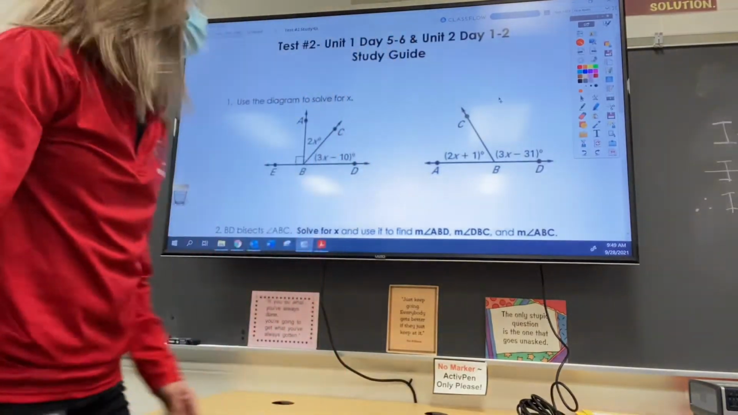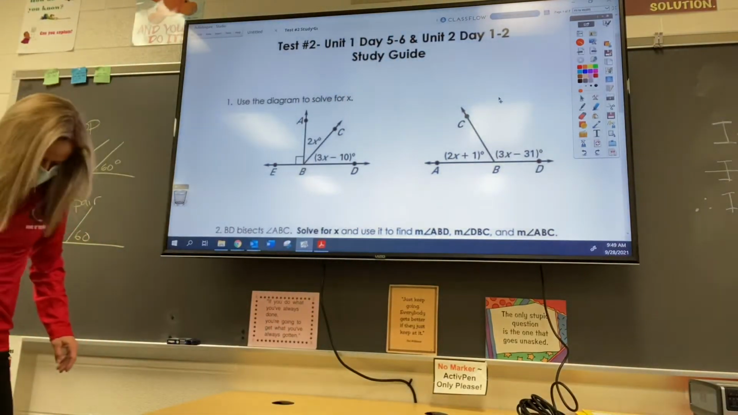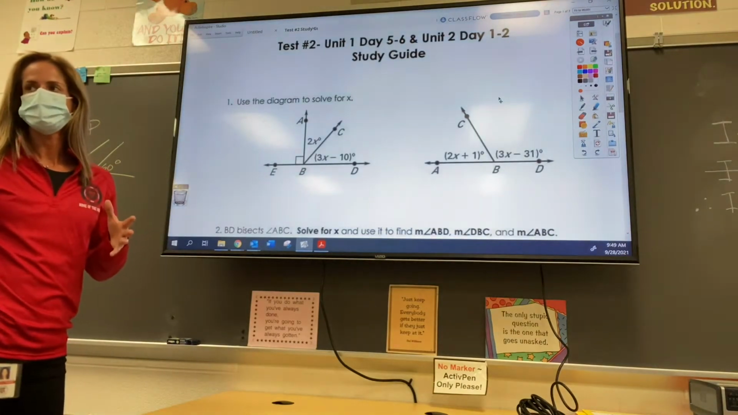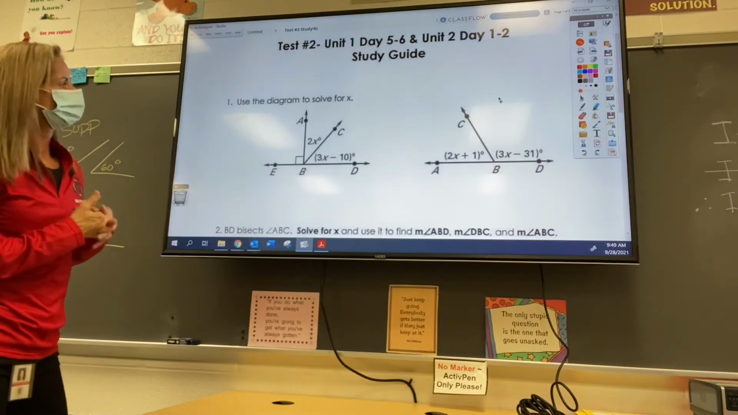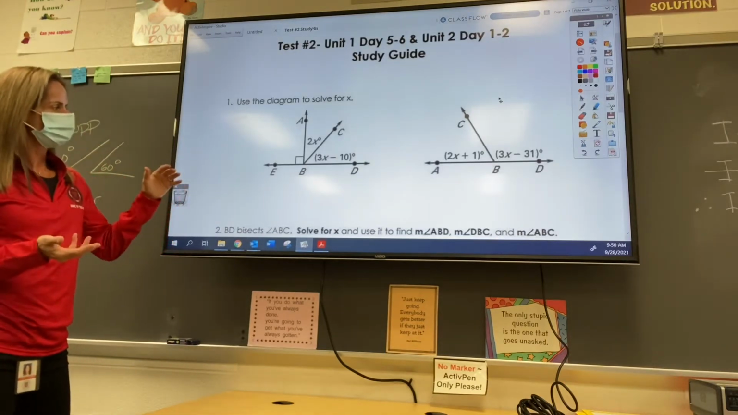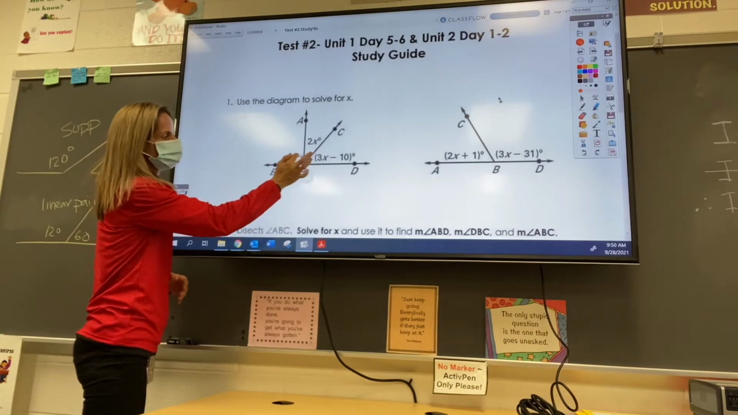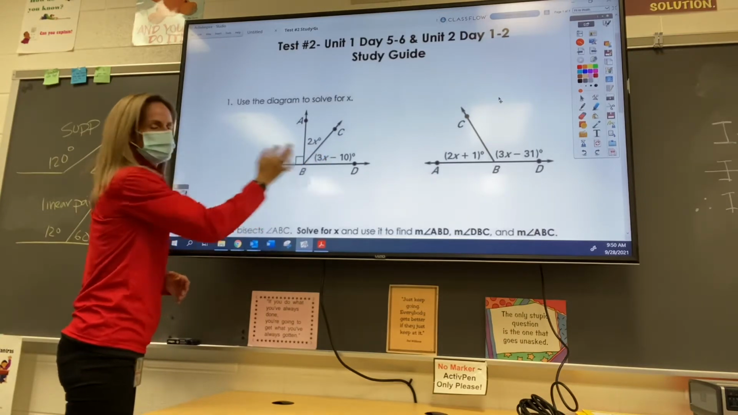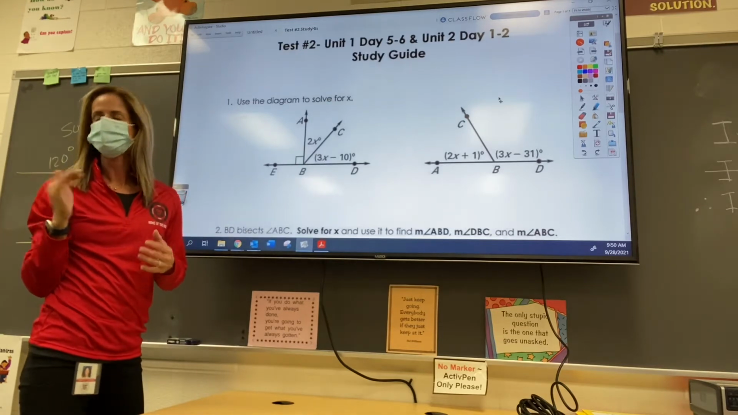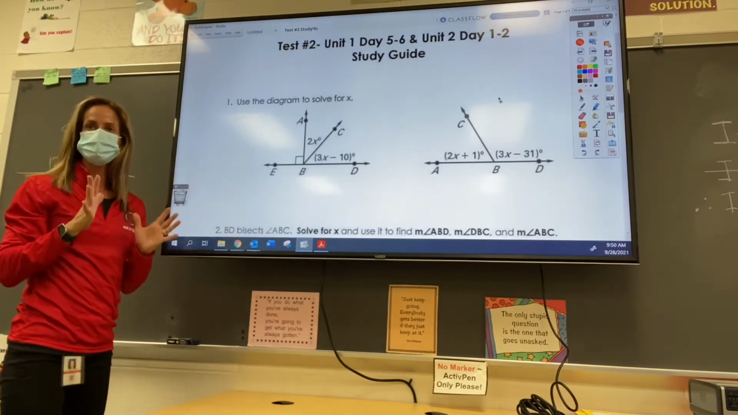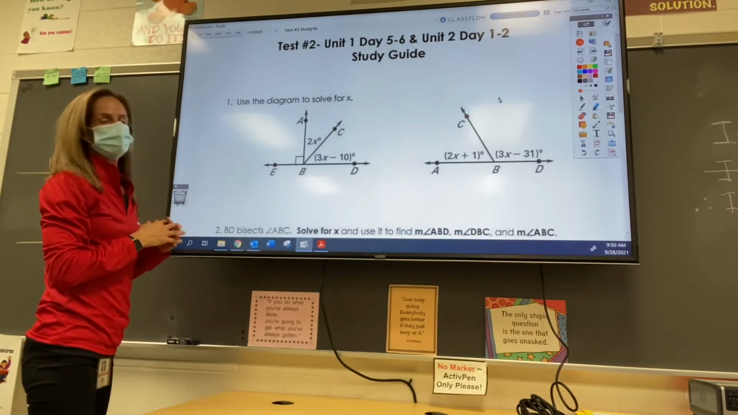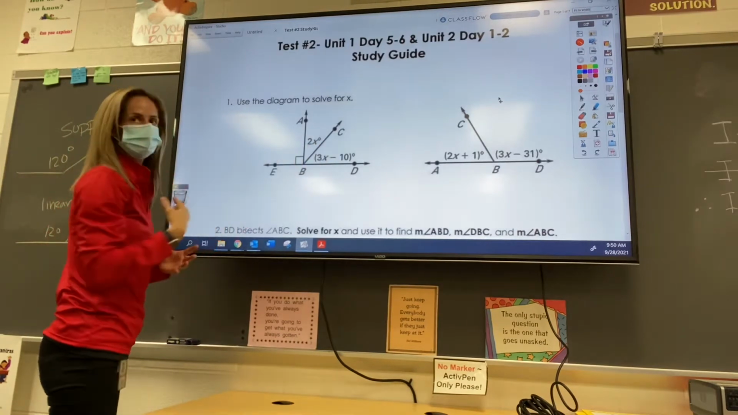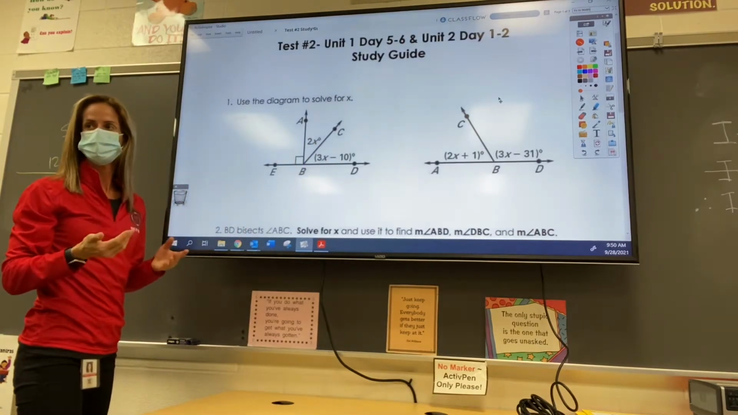All right, so we're gonna go over quickly just some hints for this review for the end of unit 1 and the beginning of unit 2. Okay, so for problem 1, we have a diagram and we're told, see this little box right here? This is a 90-degree angle. So we know that these two angles add up to 90 degrees. They're complementary. Okay, so you're gonna write your equation. You're gonna start by writing your equation from the diagram. So you have to write an equation that says that together these two angles add up to 90 degrees and then solve it. Yeah?